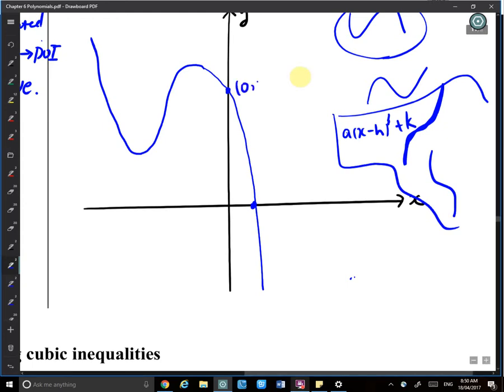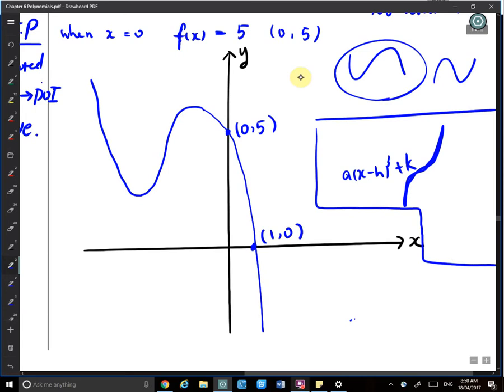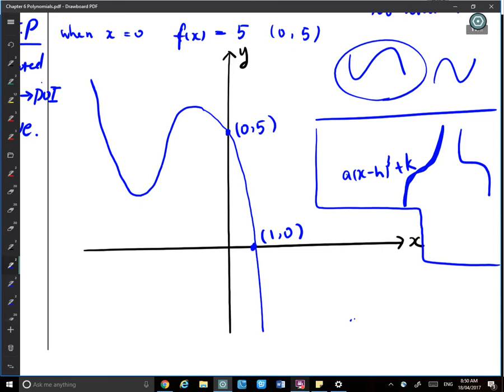And I need to label 0, 5, and I need to label 1, 0. Okay, I'll put this here. Any questions regarding sketching the graph?